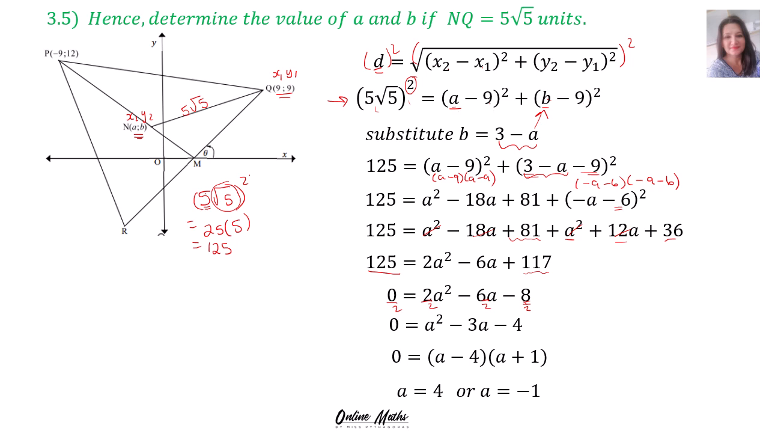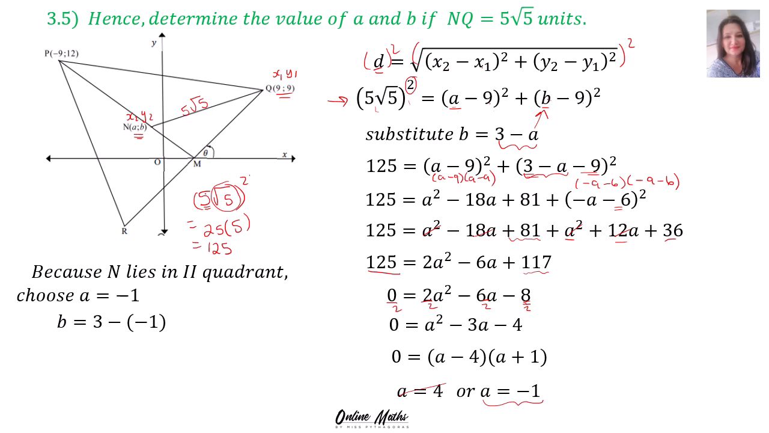But if you go to point N, you'll see it's in the second quadrant. So in fact, we won't use the positive 1. We will only stick to the negative coordinate. A is equal to negative 1. To get to the corresponding y value, the b value, I said that because N lies in the second quadrant, we choose A is equal to negative 1 since all the x values there are negative. So we know that B is 3.